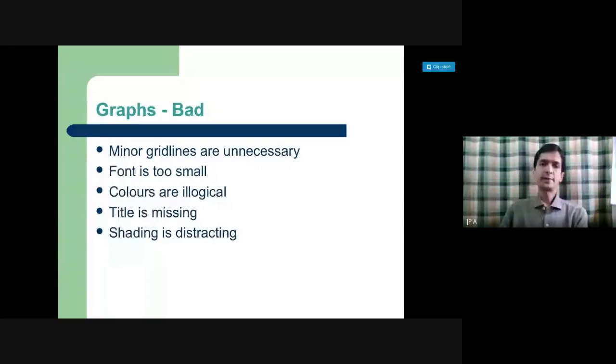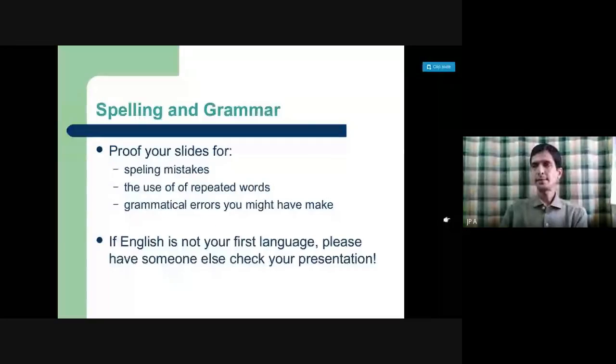So why was the previous graph bad? The reasons are these. The fonts which are not suitable, the colors which are distracting, the shading, all these things we have to be very careful about. The next thing that I want to mention is regarding spelling and grammar. Find out whether the slides have some errors. Check it and check again, and only then make the presentation, because the entire audience will see what you have typed out.